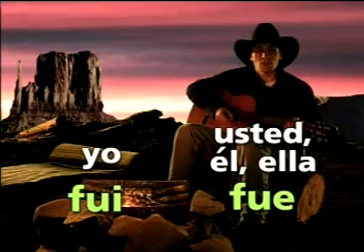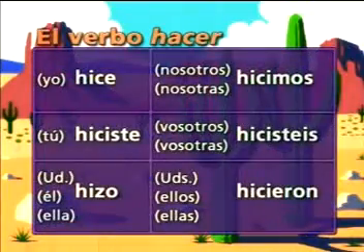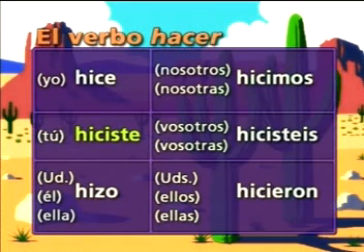Don't you see? Now that we've learned about ir and ser, let's take a look at a preterite you already know and a few new ones. Remember how to conjugate hacer in the preterite? Hice, hiciste, hizo, hicimos, hicisteis, hicieron.